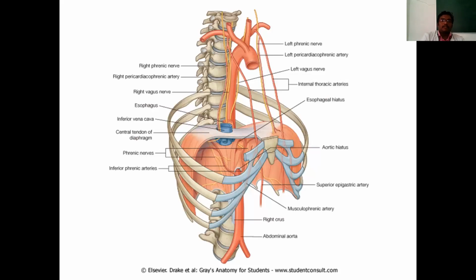So here you will be able to get the arch of aorta. So this is your arch of aorta. Then you will get your descending thoracic aorta. Then here you will get the branches. So you will get the subclavian artery. Next you will get your brachiocephalic trunk. Next you will get your left common carotid and left subclavian artery.